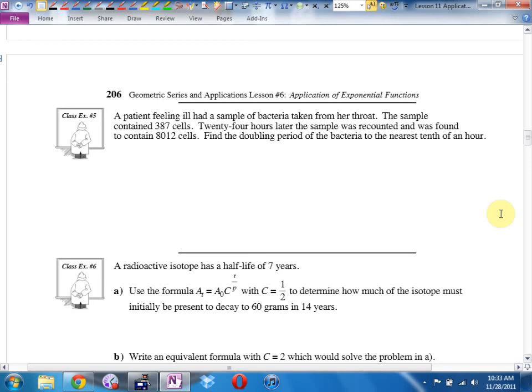Now, Katie, this is a bit of a tricky one. Some things are obvious, I hope. Katie, can you tell me what my initial amount is? Yep. And what's that 8,012, Katie? I think you're right. I couldn't hear. Yep.